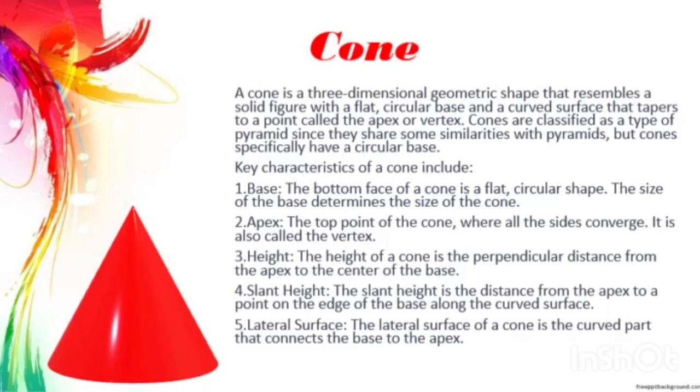Apex, the top point of the cone, where all the sides converge. It is also called the vertex. Height. The height of a cone is the perpendicular distance from the apex to the center of the base. Slant height. The slant height is the distance from the apex to a point on the edge of the base along the curved surface. Lateral surface. The lateral surface of a cone is the curved part that connects the base to the apex.